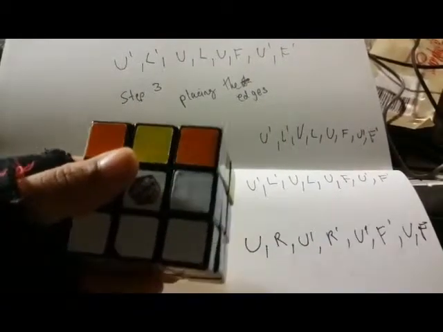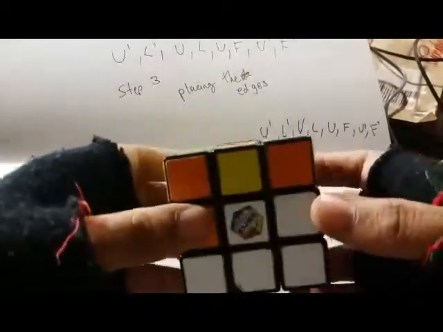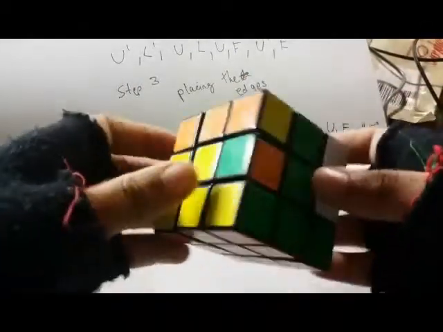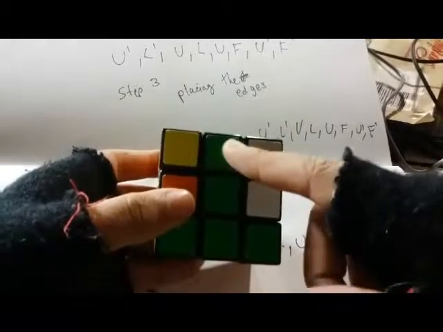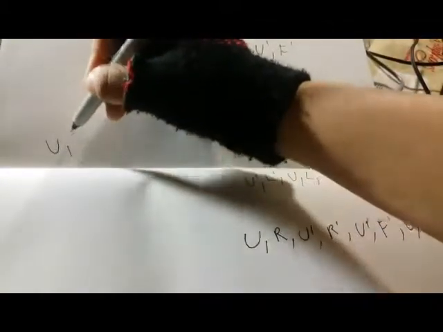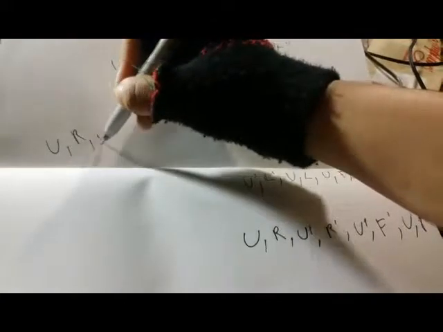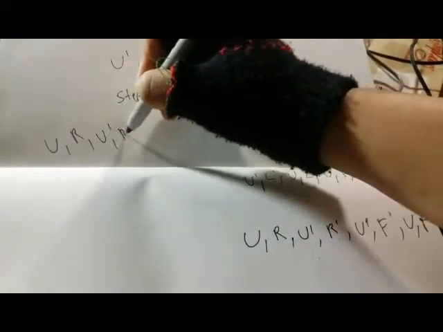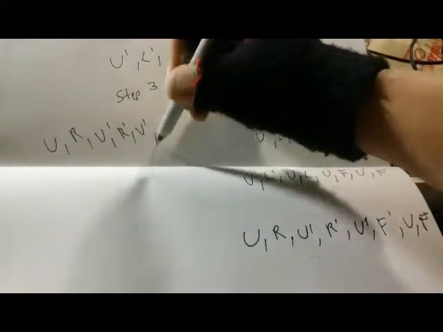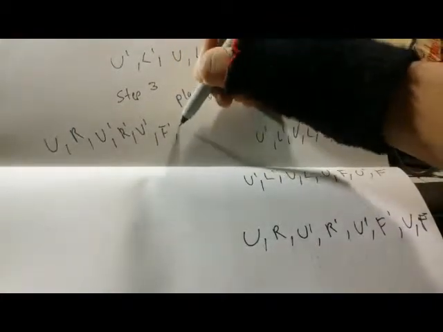After a little while, you won't even think about it. You'll just be doing it so fast. But let's move on. It goes to the left, so we'll be doing... Actually, let me write that down up here again so you can see it while I'm solving it. U, R, U prime, R prime, U prime, F prime, U, F.